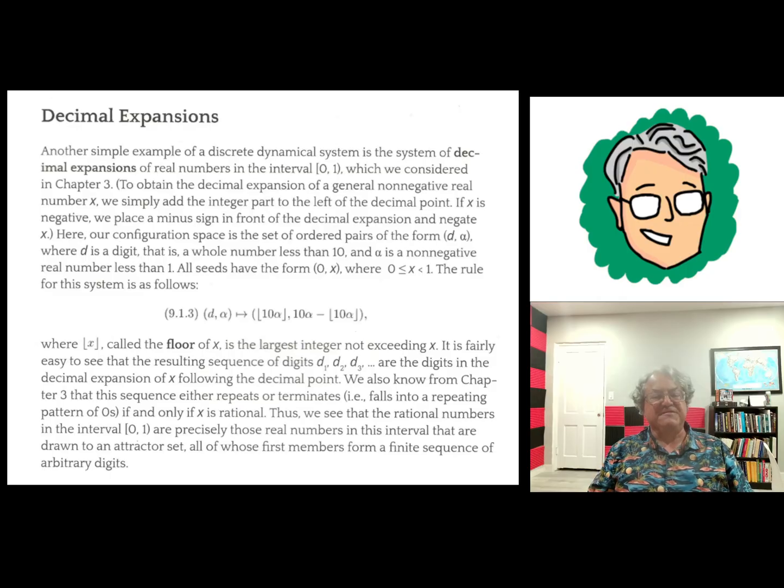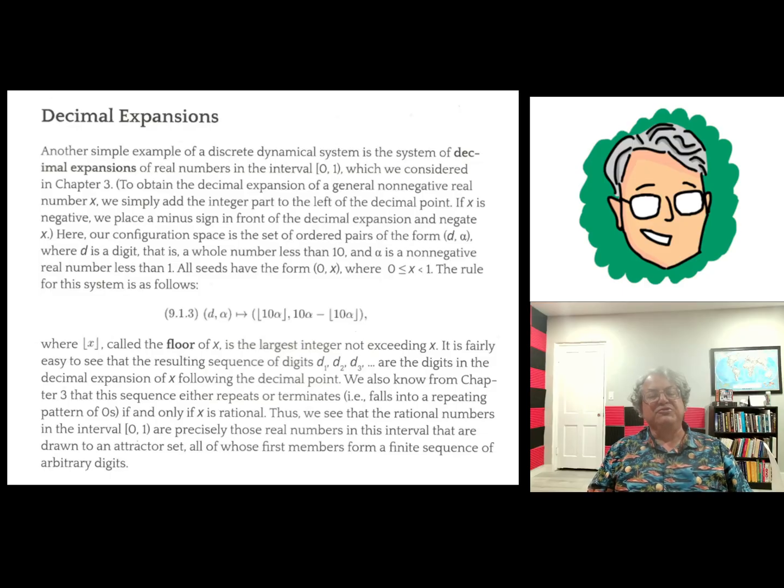So I'm defining this dynamical system here, where we start. Remember, every dynamical system you start with a seed. That's just a starting value. So we're going to start with a seed 0 comma x, where x is an arbitrary real number. And the way we're going to let this system evolve is, the first element of our sequence is going to be a decimal digit. In other words, a non-negative integer from 0 to 9. That's what we're calling d, and alpha is just going to be some real number. That's actually going to be our remainder, it turns out, when we're doing the long division.